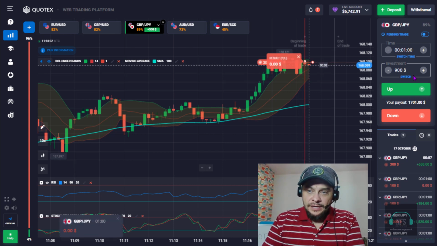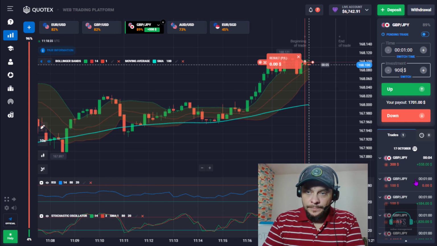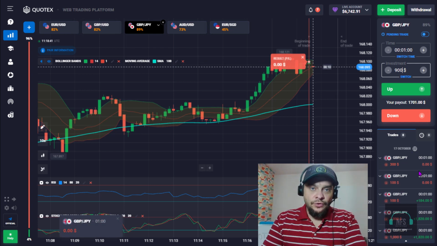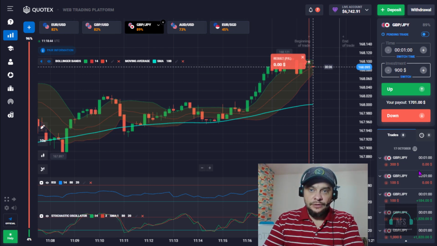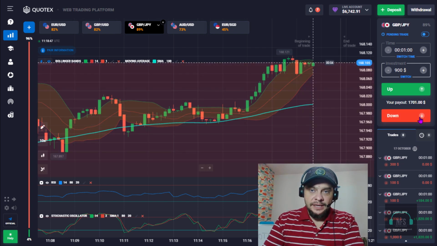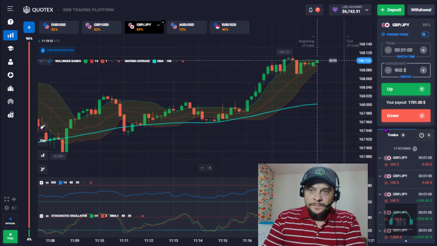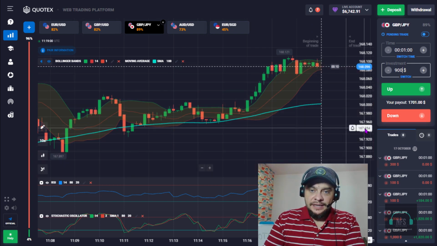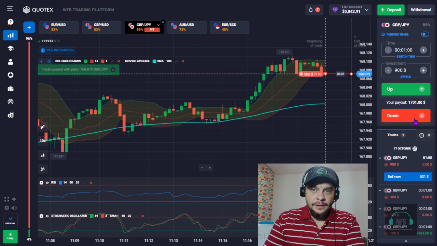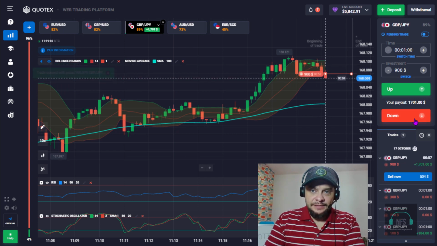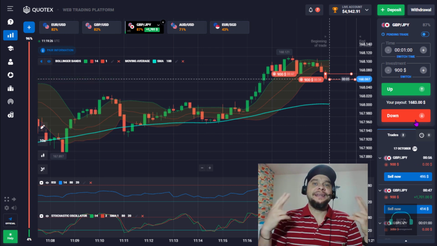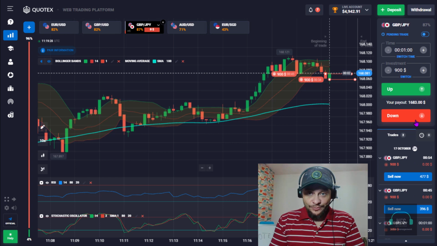So I will wait for this one, and oh no, I was thinking it's in the money, it's out of the money. So let's wait just a little bit more and see. Let's place a $900 trade. Now is the moment. One $900 trade placed, GBP Japanese yen, and let's place another one here, $900 trade. So two $900 trades, and let's see what will happen.